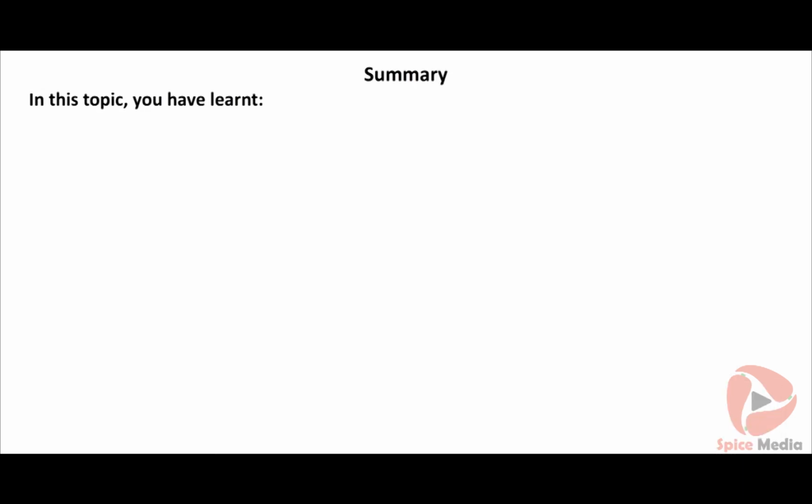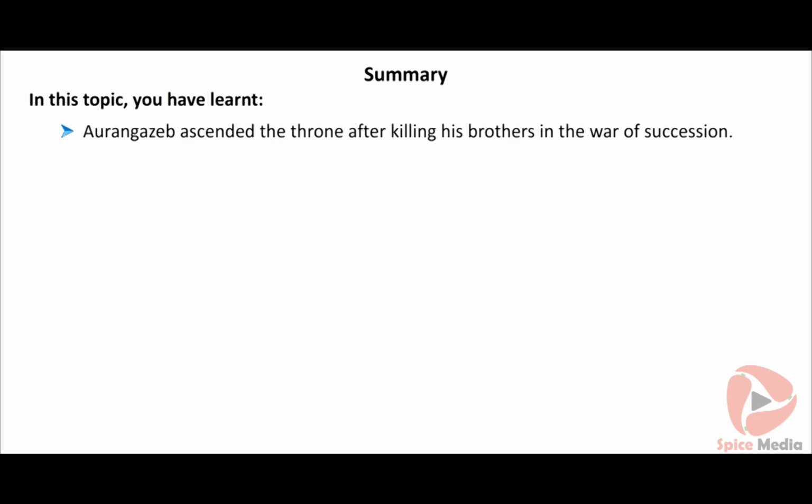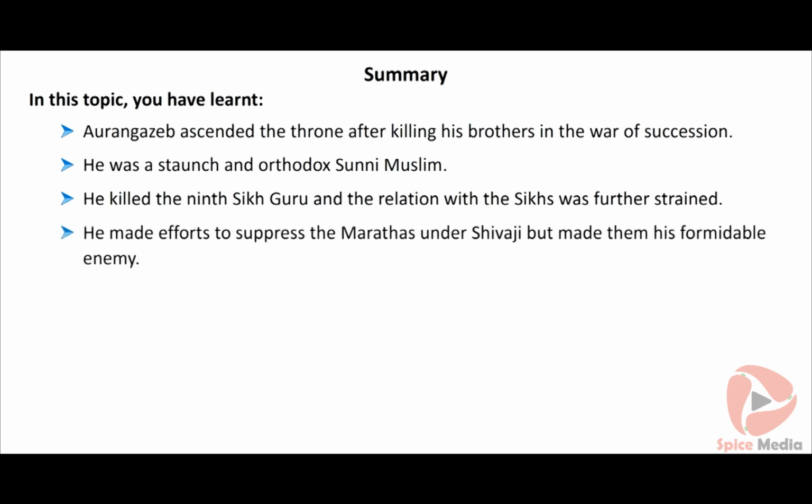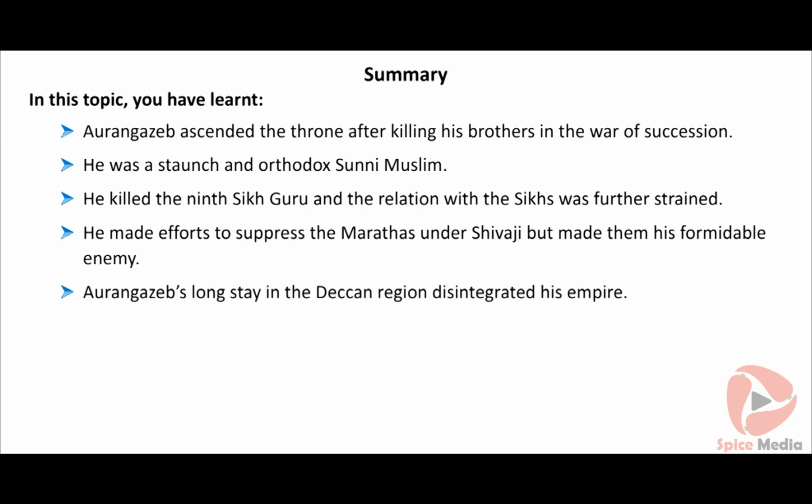In this topic you have learned: Aurangzeb ascended the throne after killing his brothers in the War of Succession. He was a staunch and orthodox Sunni Muslim. He killed the ninth Sikh Guru, and the relation with the Sikhs was further strained. He made efforts to suppress the Marathas under Shivaji, but made them his formidable enemy. Aurangzeb's long stay in the Deccan region disintegrated his empire.